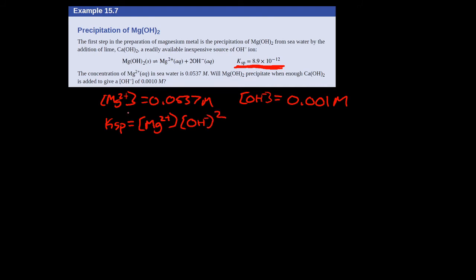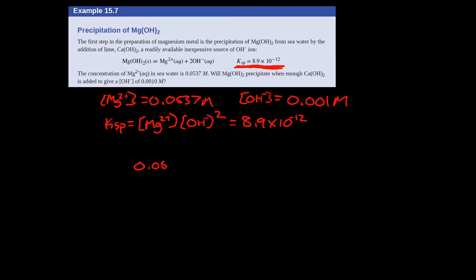this in terms of the concentrations. That number, and actually I'll go ahead and just write that in here, so 8.9 times 10 to the negative 12 is equal to these concentrations, and one of them being squared. So if it's at equilibrium, these will equal this. So if we go ahead and plug these numbers in, because we have both of these, we have the concentration of magnesium and we have the concentration of OH minus. If we just go ahead and plug those in, let's see what we get.